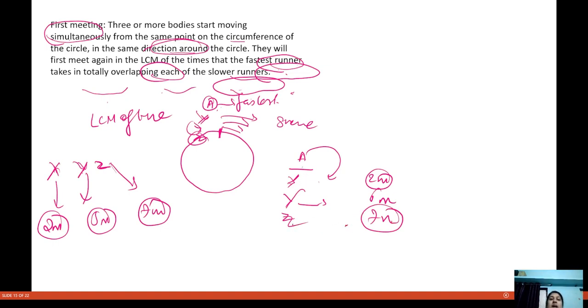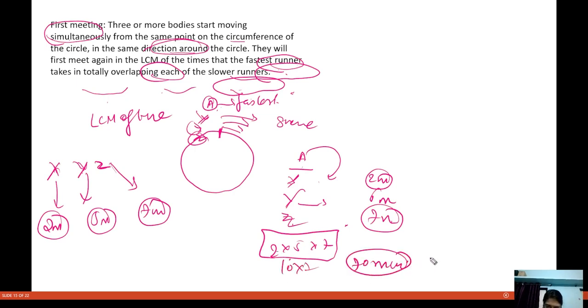So what I am saying here is that the LCM of the times in which the fastest runner overlaps each of the slower runners will give you the time at which they are meeting. So at what time are they meeting? 2 into 5 into 7. So what is the time period? 10 into 7, that is 70 minutes.